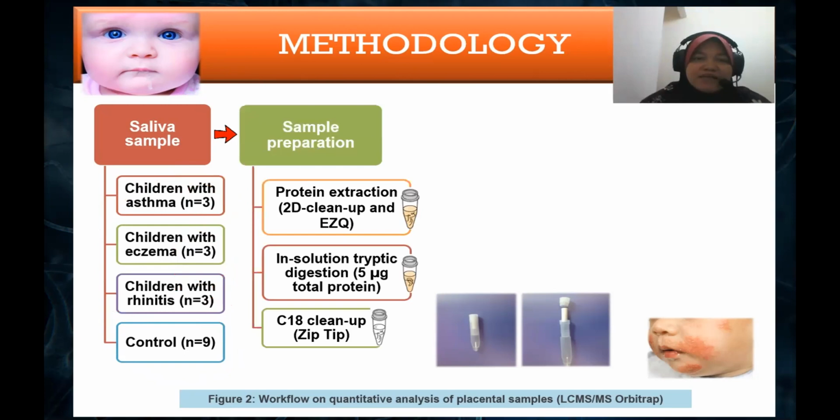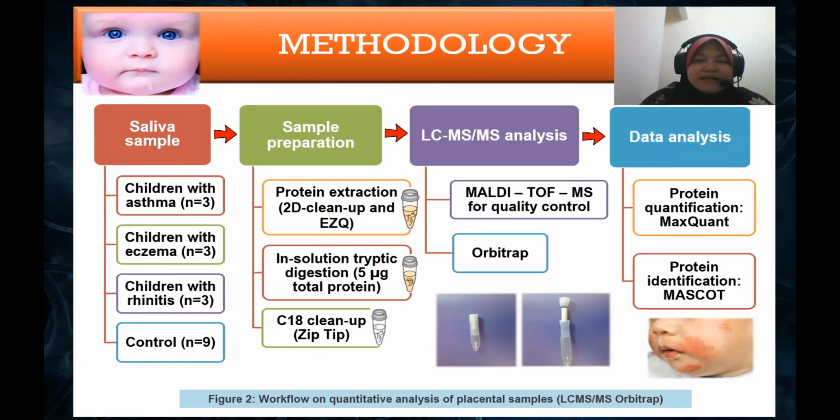The samples were then prepared via protein extraction using 2D cleanup, and the protein estimation via EZQ quantification. Later on, the protein was treated with in-solution trypsin digestion using 5 microgram of total protein and then underwent C18 cleanup to remove contaminants that might interfere with mass spectrometry analysis. Then the samples underwent liquid chromatography tandem mass spectrometry analysis.